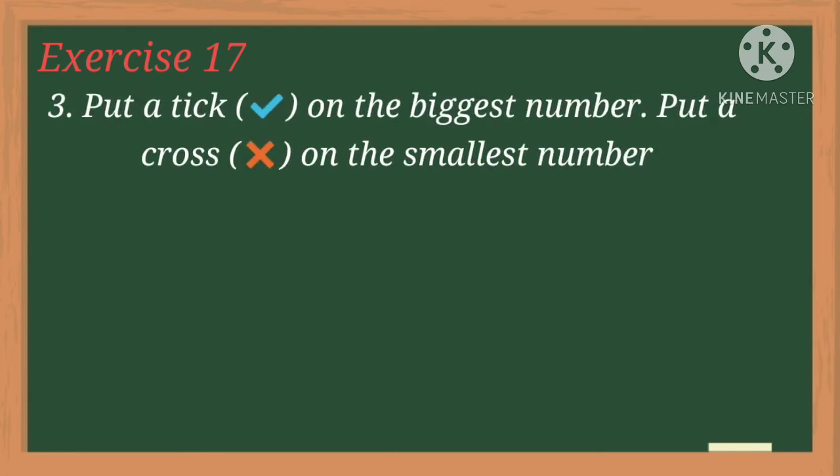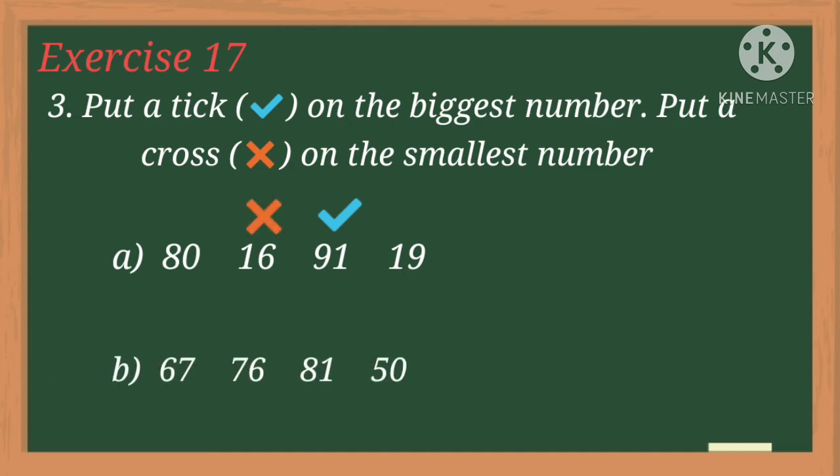Now, 17th exercise. Put a tick on the biggest number and a cross on the smallest number. See the first one. Yes, 91 is the biggest and 16 is smallest. Now tell me the biggest and smallest for the second question. Yes, 81 is big and 50 is small in the given four numbers.